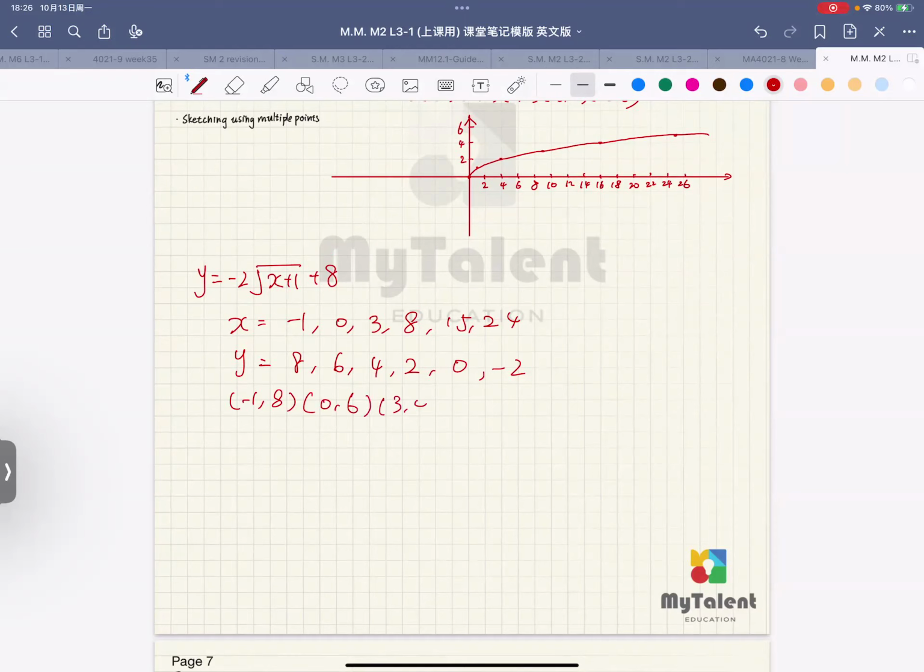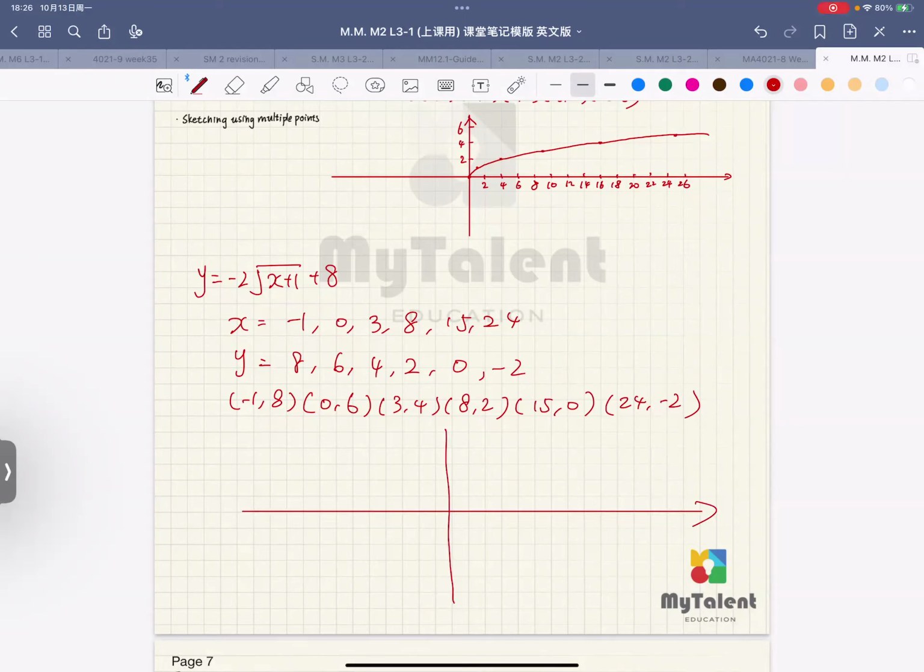0, 6; 3, 4; 8, 2; 15, 0; 24, -2. Okay, so basically, I'm not gonna draw in detail, but the graph we're gonna have looks like this. In the next few classes, if I ask you to draw the graph, sometimes I just need you to draw the tendency and the key points. Let's say it looks like that. I know it looks pretty bad.